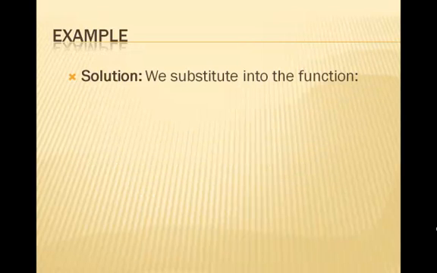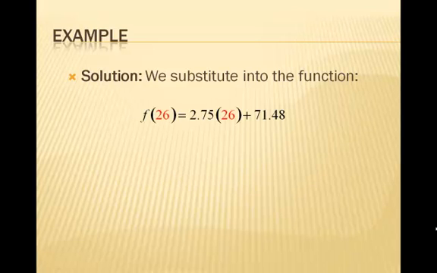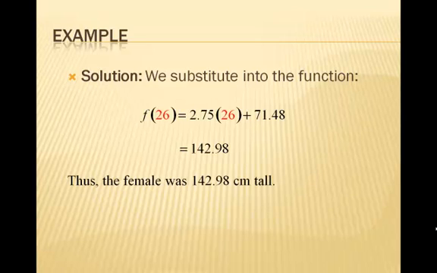Since the length of the humerus bone is basically our input into this function, we're basically just going to substitute in what we have. So as you can see, I've taken that function and I've substituted in 26 centimeters. And now we go ahead and we try and simplify to see what the output is. After doing so, I get 142.98. And again, in the context of the problem, this is in centimeters. And so it's returning to us the height of that female, that she's about 142.98 centimeters tall.